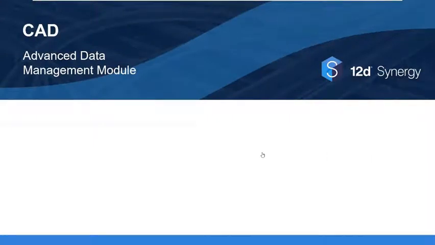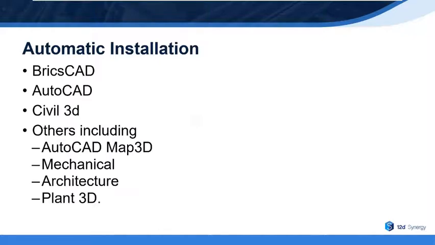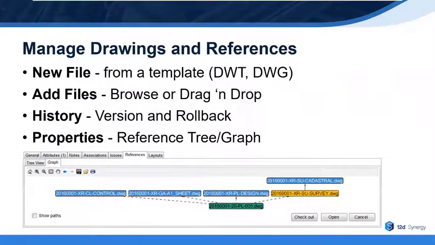I'm just going to start this training off with a little PowerPoint just to show you the AutoCAD plugins for Synergy, as this training will be done using BricsCAD. Very similar tools. The AutoCAD has a few more features. When you install the client for your 12D Synergy, it will come with the option to install a plugin for either BricsCAD or AutoCAD, which will handle all your Civil 3D and other AutoCAD components as well. What this plugin allows you to do with the 12D Synergy integration is create a new DWT or DWG from a template.